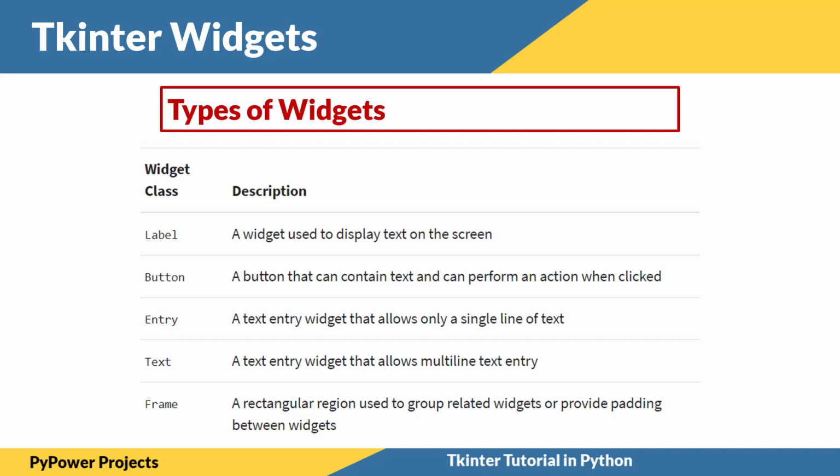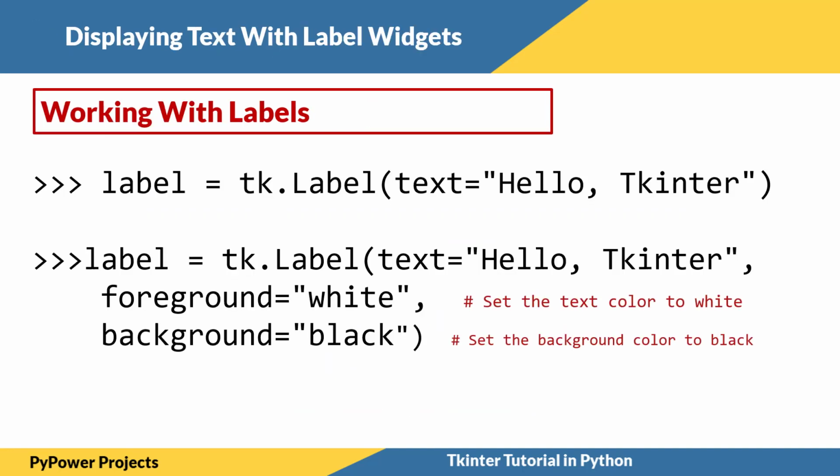Text. A text widget allows multi-line text entry. So when you need something descriptive, for example, when you are going through Google Forms, there we need some descriptive things like opinions or suggestions. They are just text. Frame. A rectangular region which is used to group related objects or provide padding between the widgets. Frame is a kind of loop into loop. The window is the main frame, and into it we create a virtual frame in which you can create different objects and play with it.